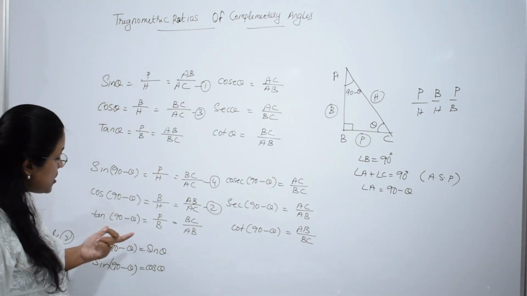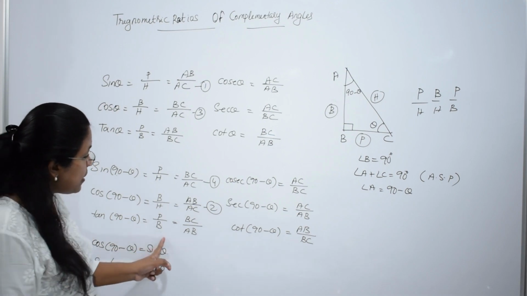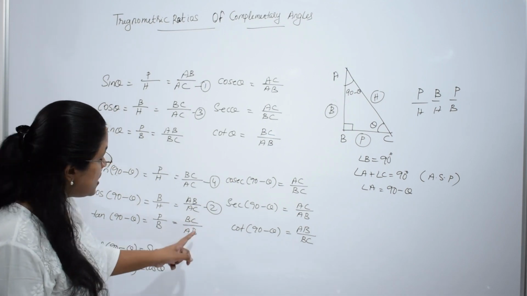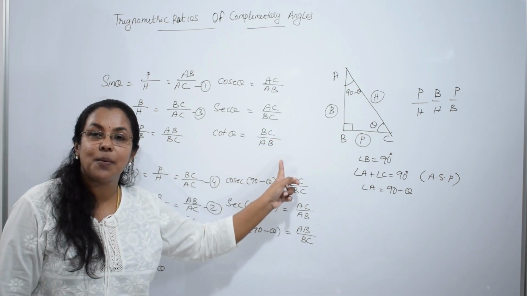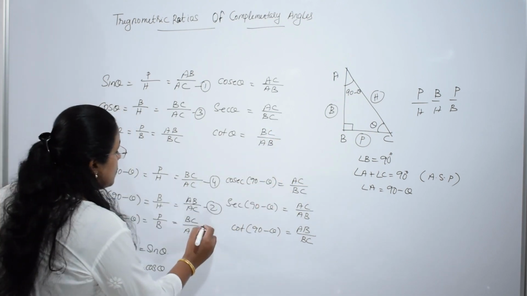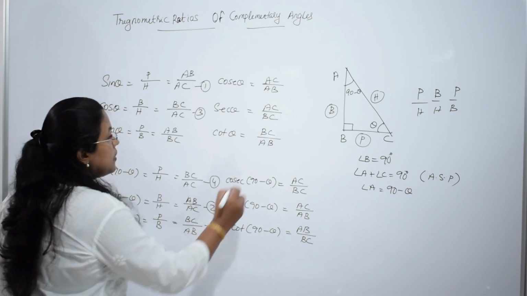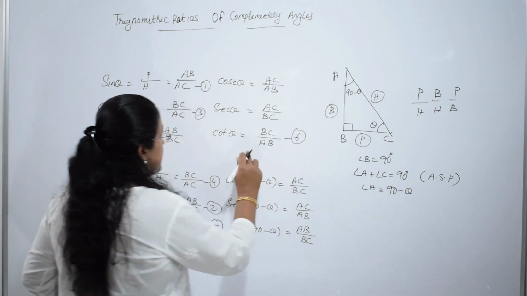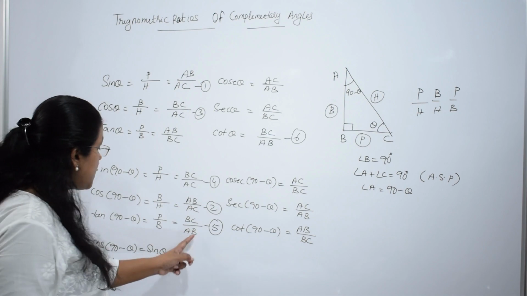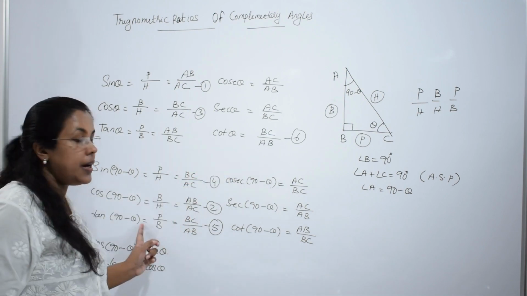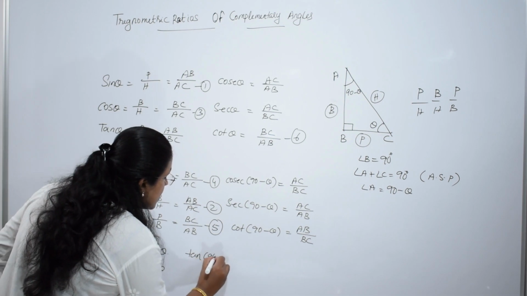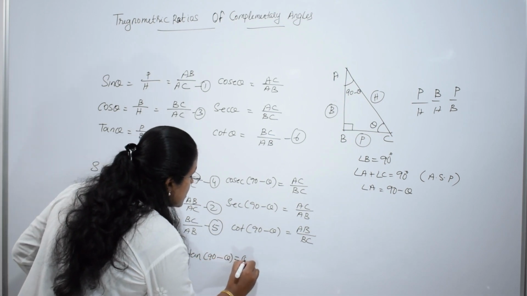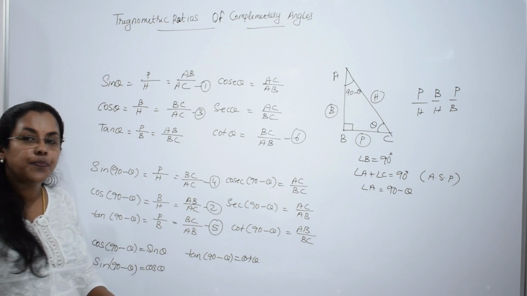Now look at these two ratios. Tan 90 minus theta is equal to BC upon AB and cot theta is also BC upon AB. Name these as 5 and 6. On relating these two, the right hand sides are equal, so we can equate the left hand sides. So we can write tan 90 minus theta is equal to cot theta.